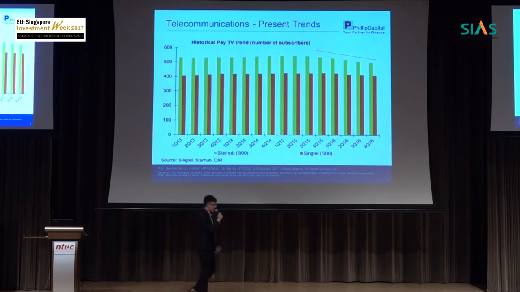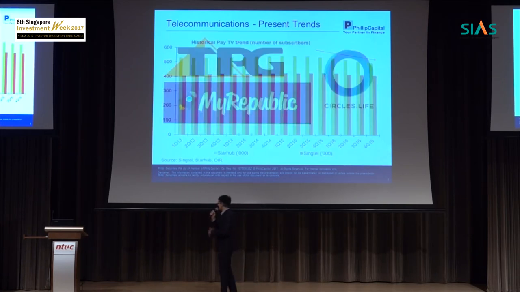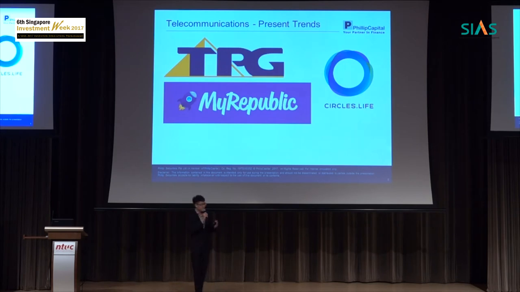The first reason is that historically the pay TV trend has been on a decline. Why is this? Because there are a lot more substitutes like YouTube, free online video streaming, and Netflix, and a lot of young people are not watching TV anymore; they're going to YouTube to watch their videos. Secondly, and this is the more major thing, there are a lot of new entrants into the industry. TPG is launching their new service next year, and Circles Life is already in. They're already offering very cheap mobile data.